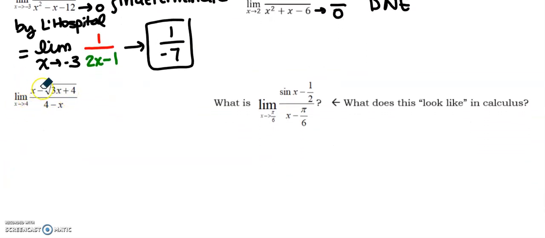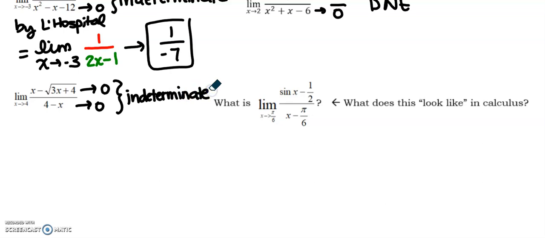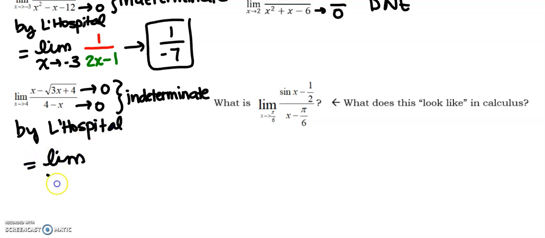The limit as x goes to 4, we know from our previous example, this is going to go to 0 and this is going to go to 0. So again, we're going to say this is indeterminate. So by L'Hopital, this whole thing will be equal to the limit as x goes to 4. I'm going to take the derivative of the top, 1 minus, this is going to require a chain rule. So you can see sometimes the derivative is not all that friendly.